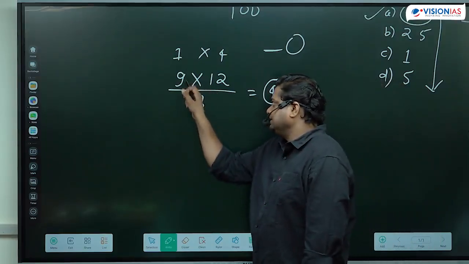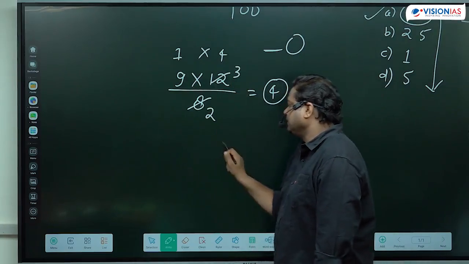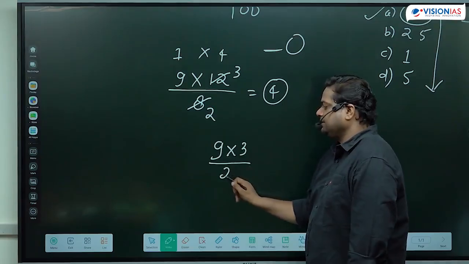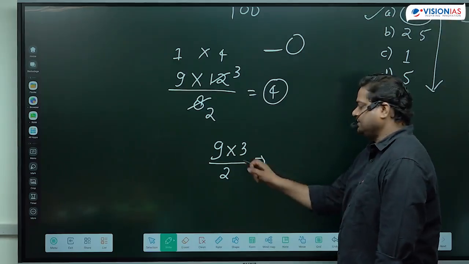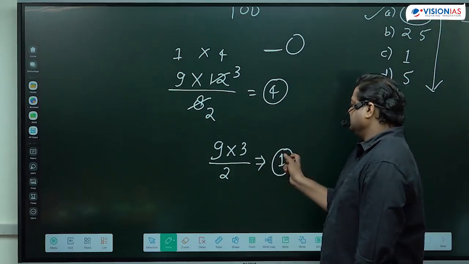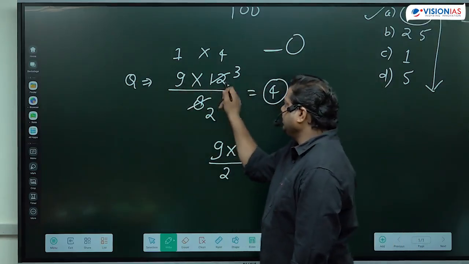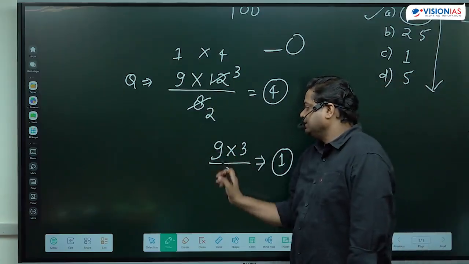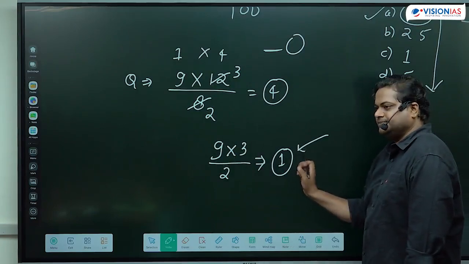But if we simplify this, what are we getting now after simplification? Divided by 2. Here what remainder are we getting? 1. So if this is the question, if we divide 9 into 12 by 8, what remainder are we going to get? If we simplify, after simplification, the remainder we get cannot be the correct answer.